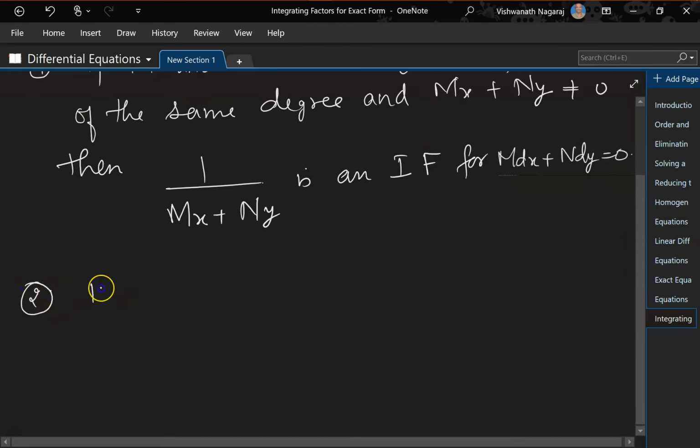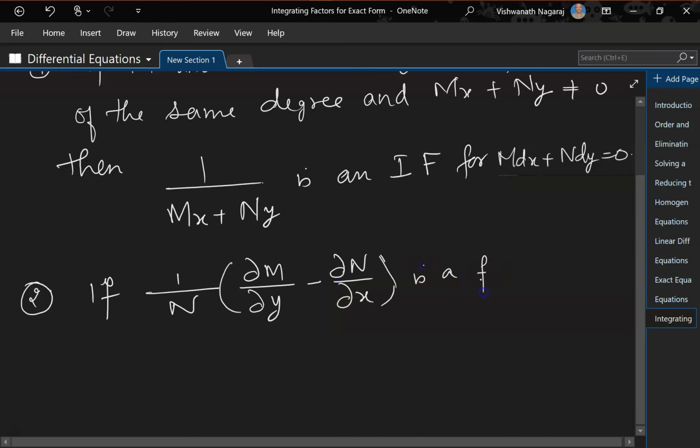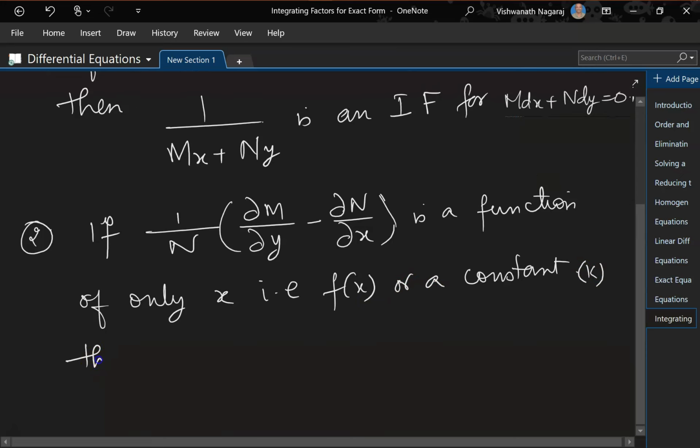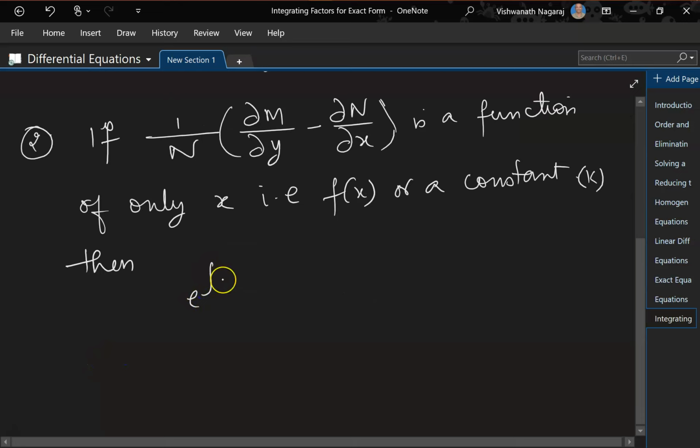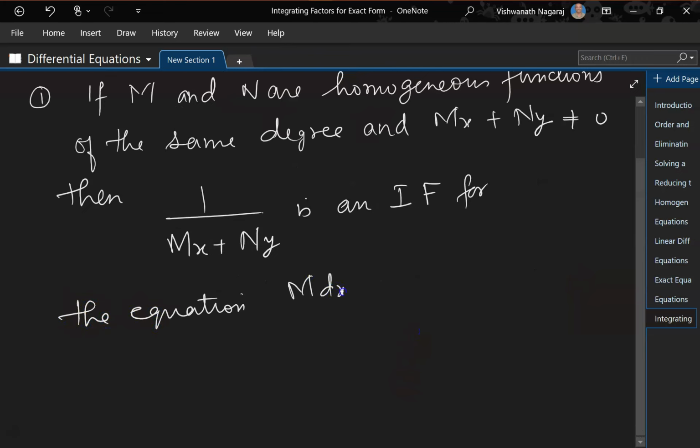Okay, second one. If 1 by N times (∂M/∂y minus ∂N/∂x) is a function of only x, that is f(x), or a constant, let's say k, then e to the power of integral of f(x) dx, or e to the power of integral of k dx, is an IF, integrating factor, for the equation M dx + N dy = 0.